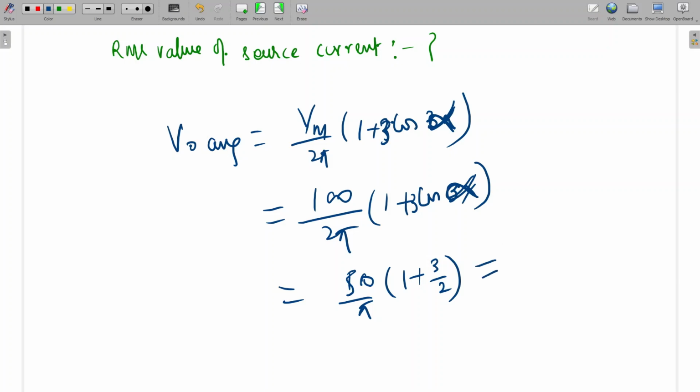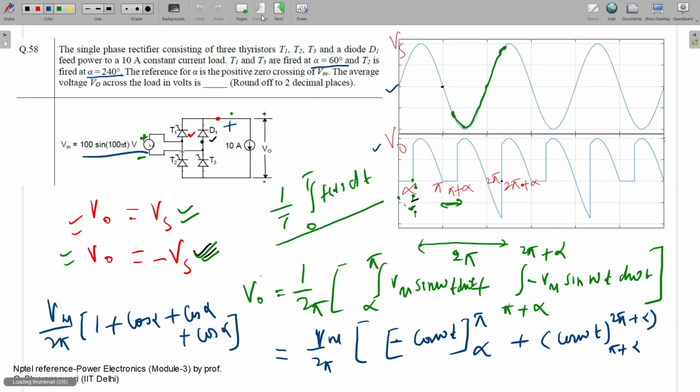Can anyone calculate? So it will be 50 into 2.5 divided by 5. 39.788. How much? 39.7. So, okay, 39.7. So this is the 2 marks question. If you have a clear concept, you can easily calculate. You just have to check the conduction, where to where it is conducting, and you can calculate the value.